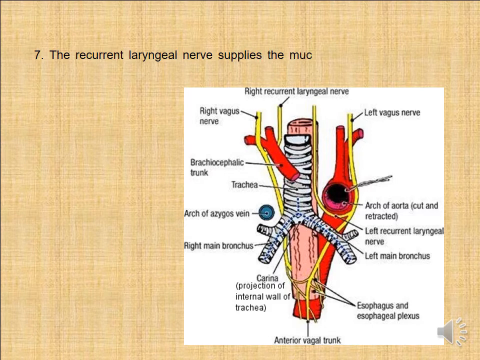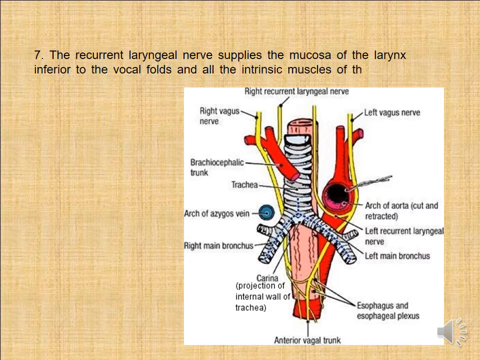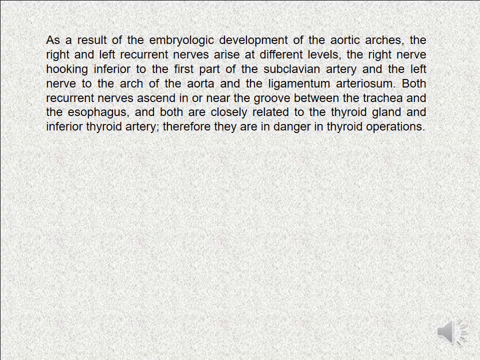Seventh branch is the main branch of the vagus nerve, the recurrent laryngeal nerve. It supplies the mucosa of the larynx inferior to the vocal fold and all the intrinsic muscles of the larynx except the cricothyroid muscle. As a result of the embryologic development of the aortic arch, the right and left recurrent nerves arise at different levels. The right nerve hooks inferior to the first part of the subclavian artery and the left nerve to the arch of aorta and the ligamentum arteriosum.